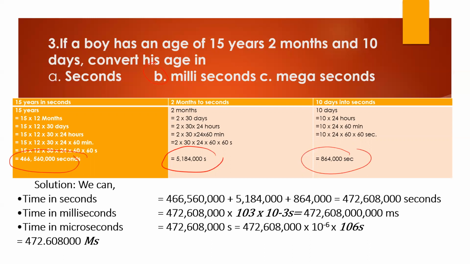And the C part, they were asking to find out in megaseconds. So in megaseconds, there are 1 over 10 to the power 6 seconds in 1 second. So you have to multiply with 10 power minus 6, and you will get 472.608000 megaseconds.